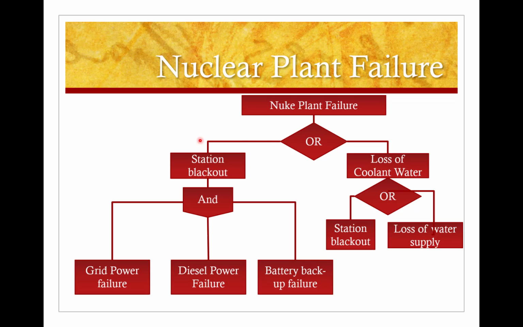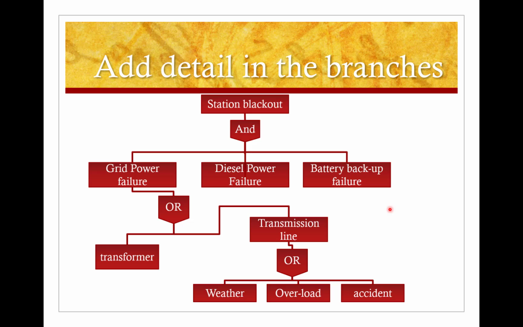And then if we drill down into station blackout, we only lose serviceable power to the plant if we lose our connection to the grid, we lose our backup generators, and we lose our battery backup systems. So station blackout only occurs if all three of these basic events occur. That's a very unlikely scenario. So an AND gate requires multiple things to occur. In fact, it represents redundancy, while an OR gate means either this can happen or that can happen. So we'll talk a little bit more about that in a moment.